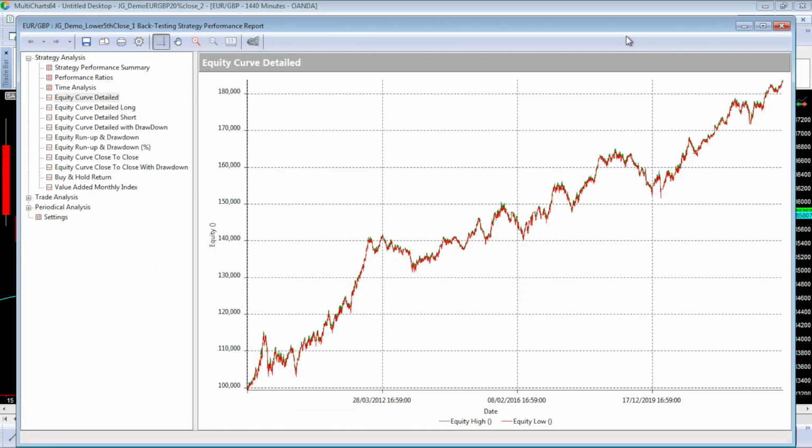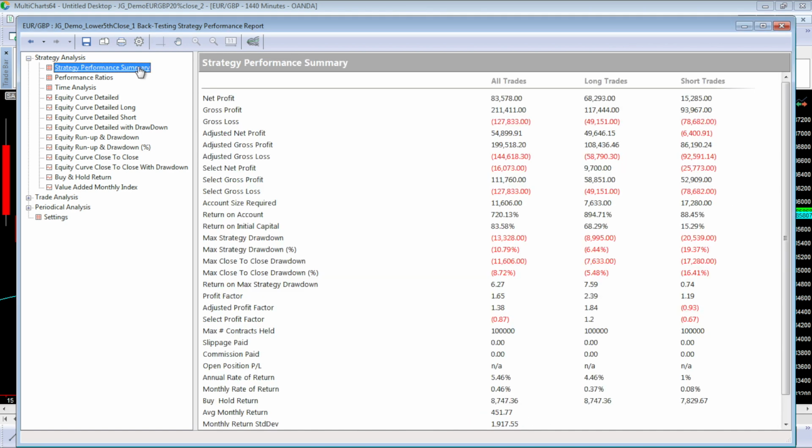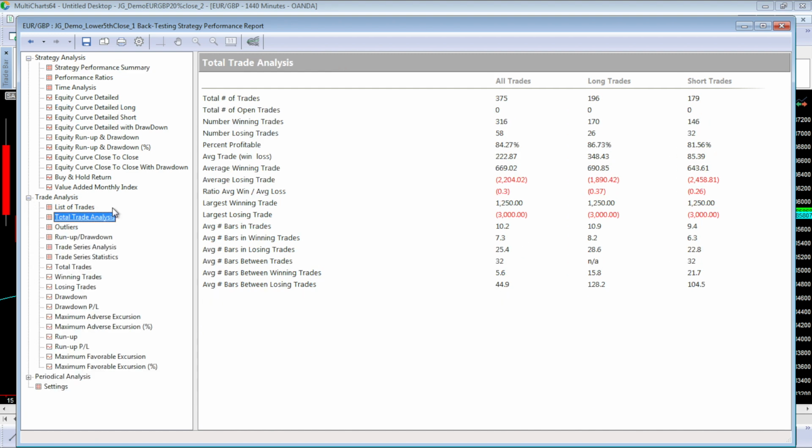So looking at the performance report, that's what the equity curve looks like. Still nice. We already know that we're making £83,000, and we already know these statistics. More trades because we're getting out of trades a bit earlier, giving us more opportunity to enter new trades. Percent profitable, 84%. We've still got that largest losing trade at our stop loss of £3,000. For a straightforward mean reversion strategy, I think the results are pretty good, aren't they?